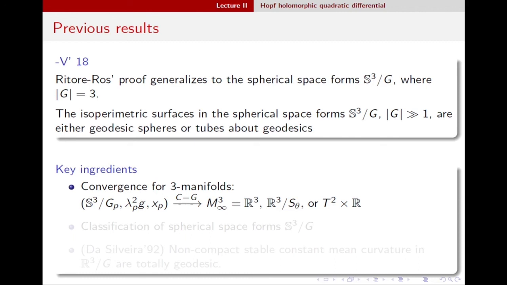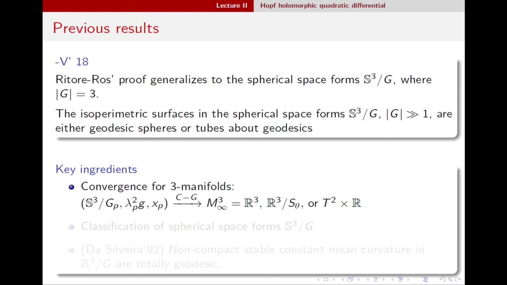And you can check actually that for the manifolds we are concerned with here, the possibilities for the limit are either R3, a quotient of R3 by a cyclic group, or the rank 2 flat 3-manifolds, the product of a flat torus with R, right? So we don't have the flat 3-torus here because this convergence preserves topology in the class of closed manifolds.